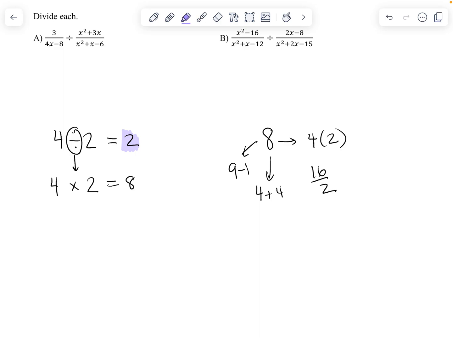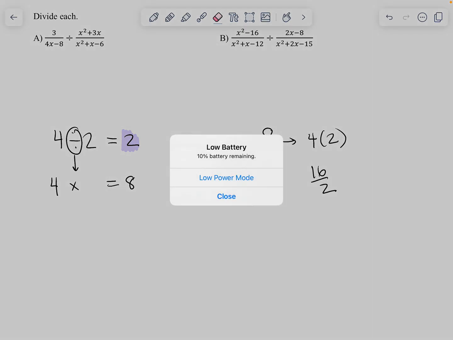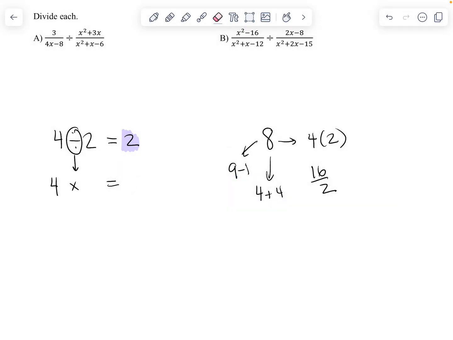So if I want to switch division to multiplication, I can do that. But whatever I'm doing has to still give me 2. So I'm not allowed to ever change the answer. And I'm allowed to manipulate, right? So the question is, what will I have to multiply 4 by to get 2?